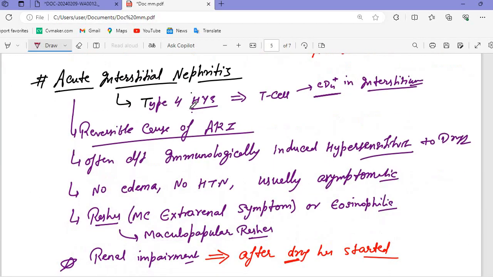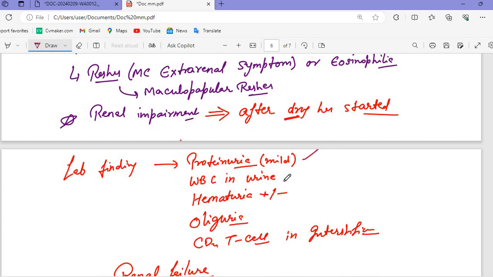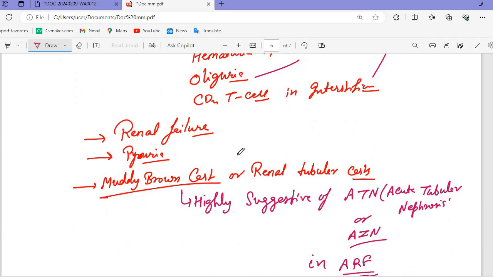I'm showing it again. Acute interstitial nephritis is a type 4 hypersensitivity. There are CD4 positive T cells in the interstitium. It is a reversible cause of acute kidney injury, often due to immunologically induced hypersensitivity to drugs. There is no edema, no hypertension, usually asymptomatic. Rashes are the most common extrarenal symptom, along with eosinophilia. Maculopapular rash will be there. Renal impairment follows after the drug has been started. Lab findings: proteinuria, WBC in urine, hematuria, oliguria. Renal failure and pyuria are rare findings.